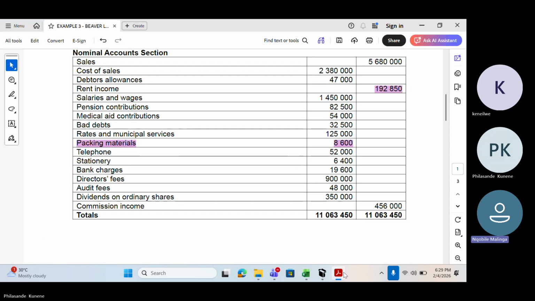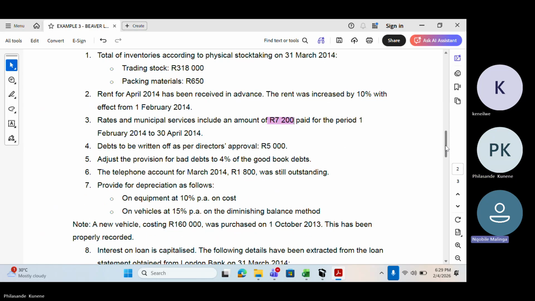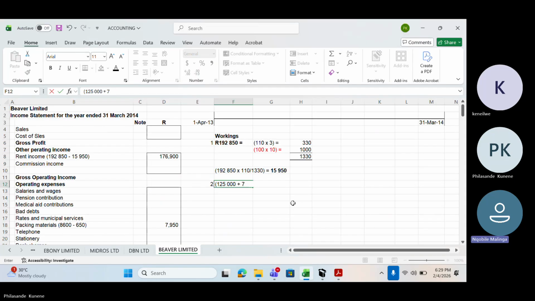May we go back to the transaction? Let's go back. There it is here. Oh yeah, 7,200. Yeah, that's all. Okay. And then we get the amounts and we put it in the income statement. How much are we getting? 132,200. So this is the amount for the income statement.